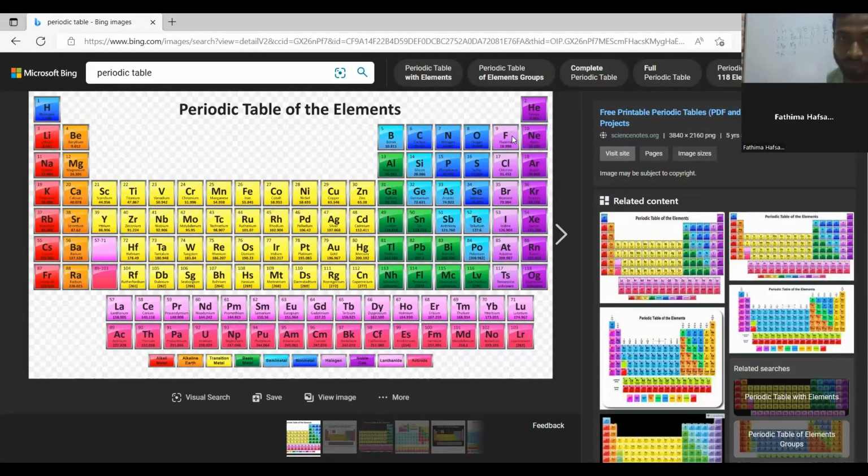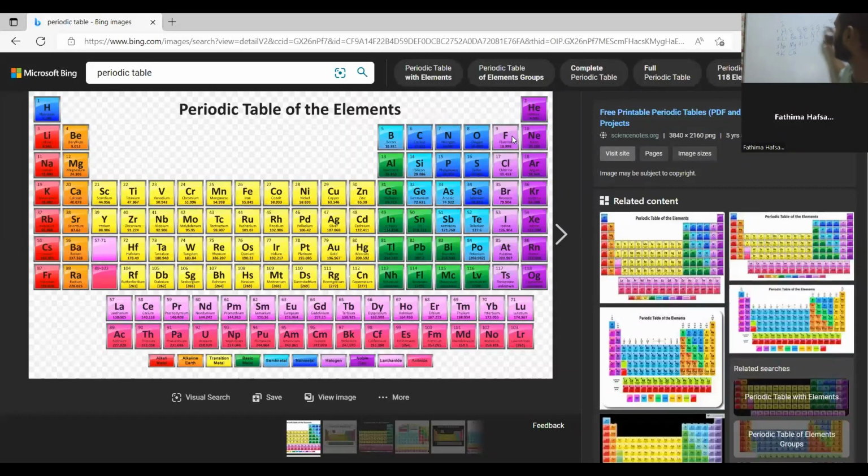Group 6, oxygen, sulfur. Next, group 7, fluorine, chlorine. Right, for the 8th group, helium, neon, argon.